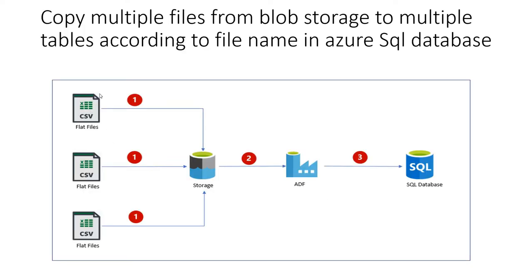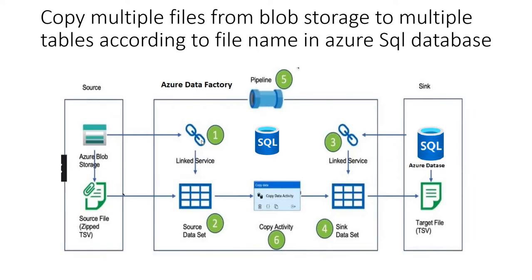In this scenario, I have three files, file 1, file 2, file 3, that can be any type, that's not a problem. The three files are in my Azure blob storage. I need to copy all these three files according to the table name. The first file is table 1, the second file is table 2, and the third file is table 3. In this database we are going to create three tables according to their files.